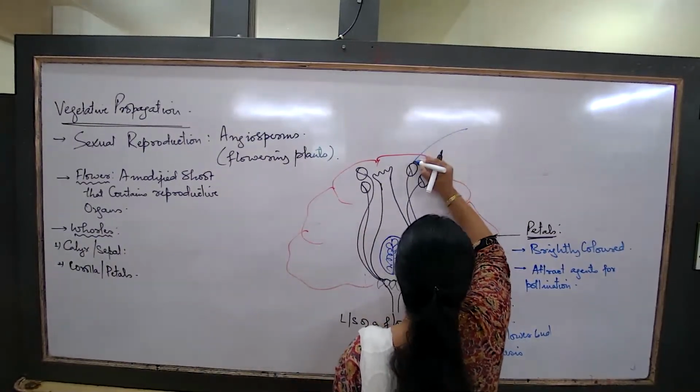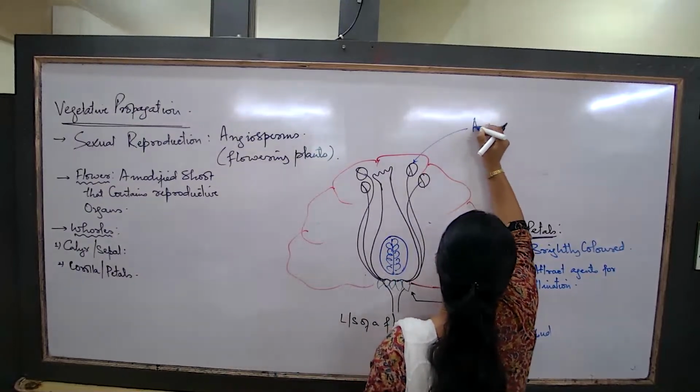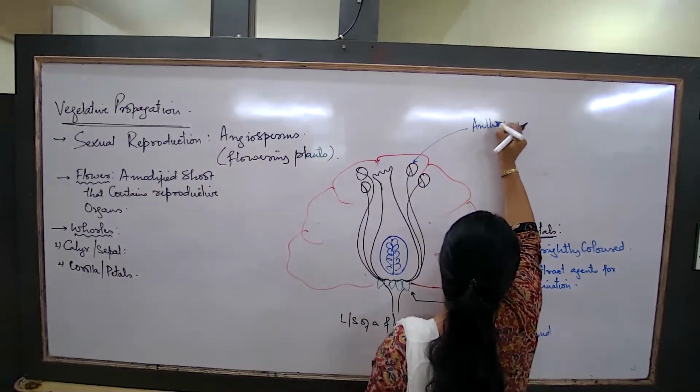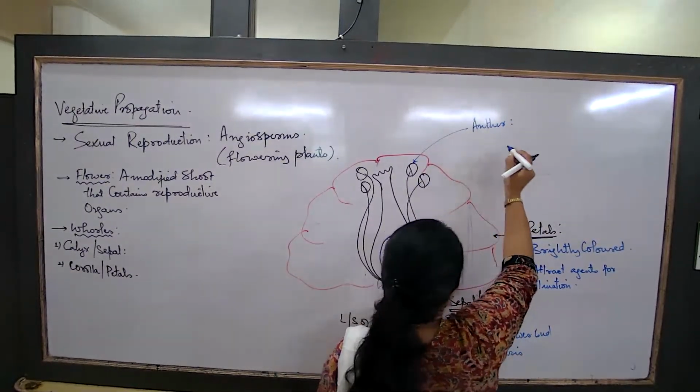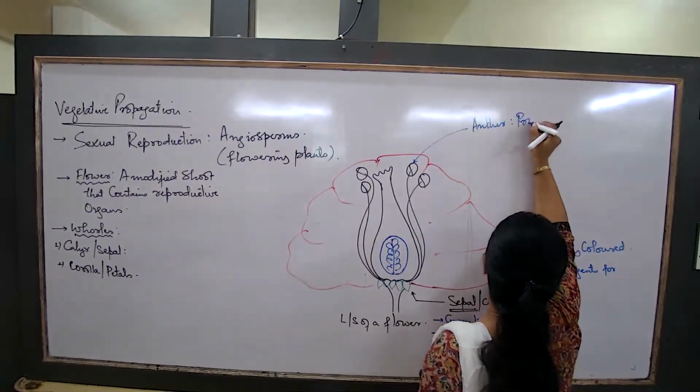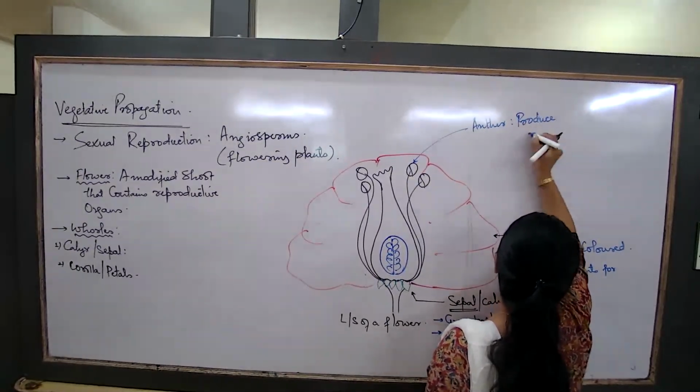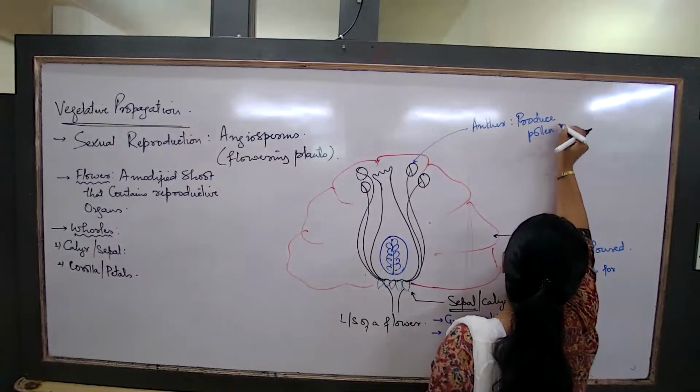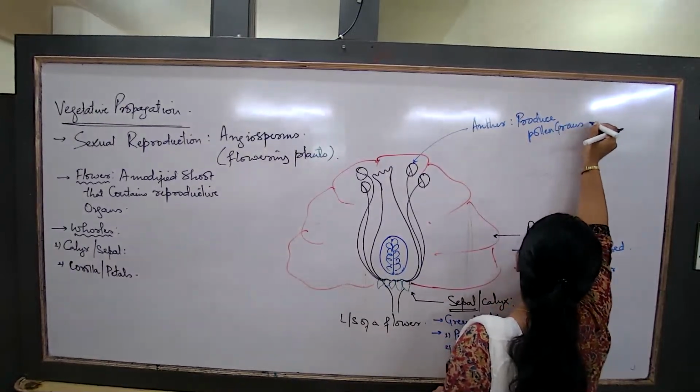We now talk about this part. What is this part known as? The anther. What is the job of the anther? The job of the anther is to produce the pollen grains.